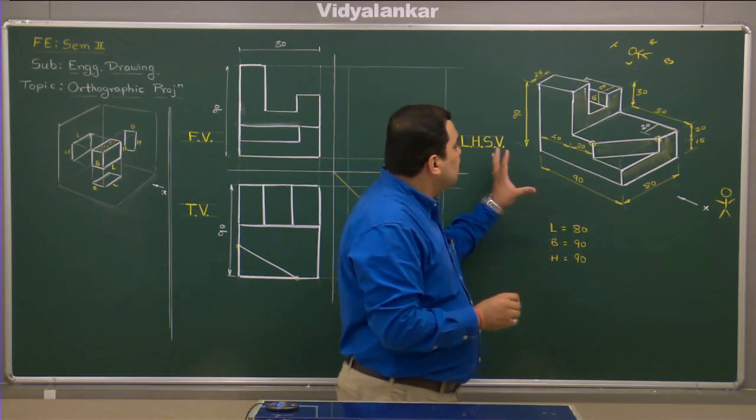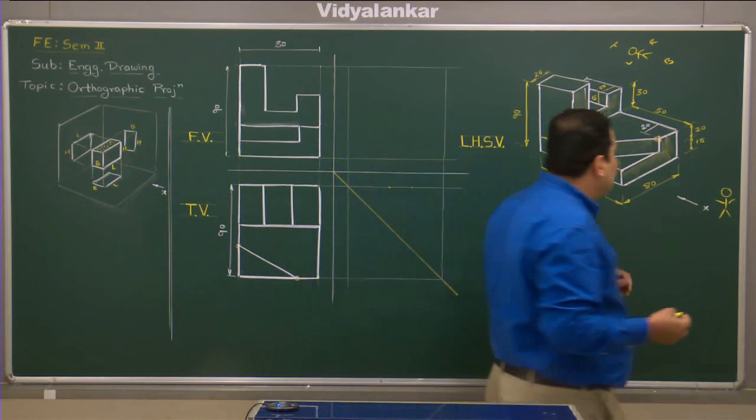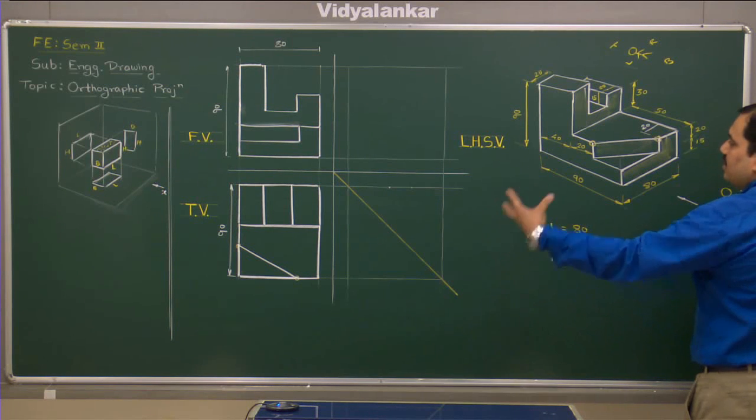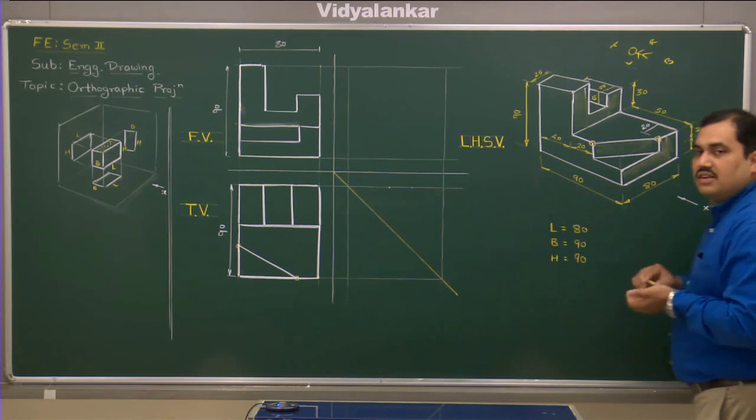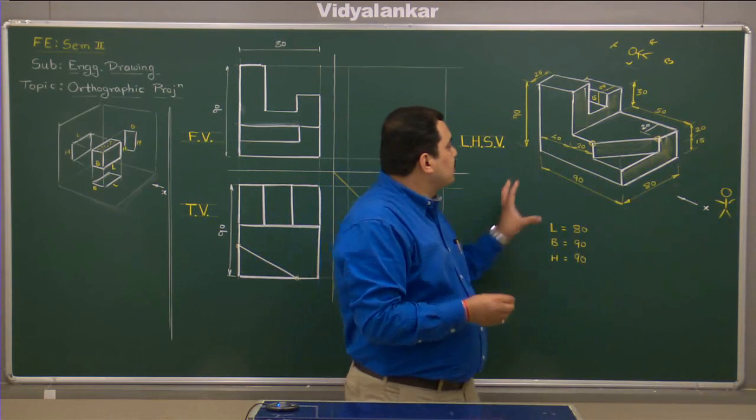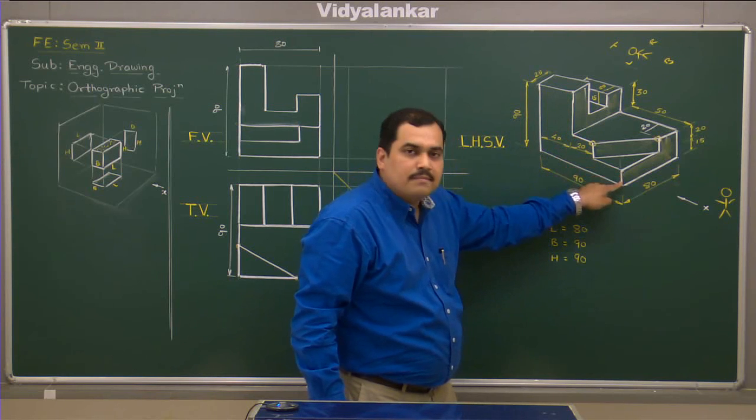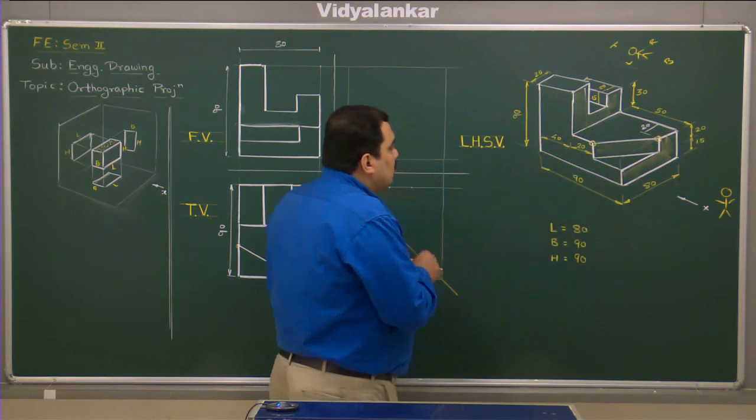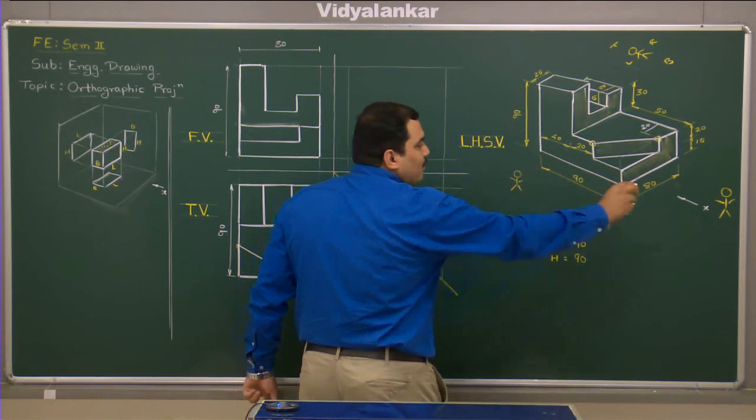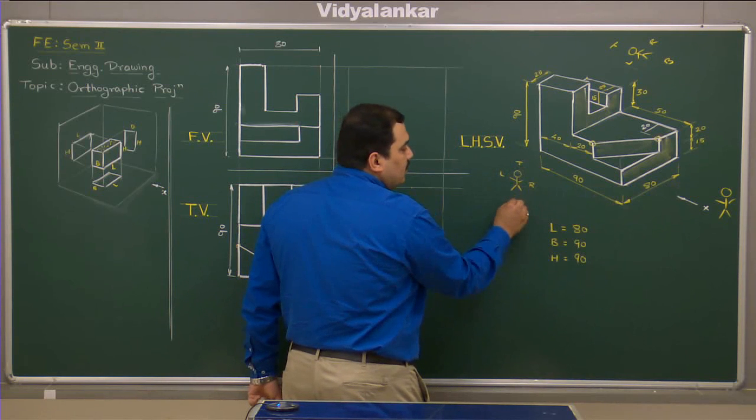Now the last view is left hand side view. Why is it called left hand side view? So imagine if you are standing like this, this is your left side. So when you look from here, it is left hand side view. Now first try to imagine, what can you see from the left side? Can you see this step? Now imagine the observer is standing like this. Same observer has come here. Right side, left side, top and bottom.